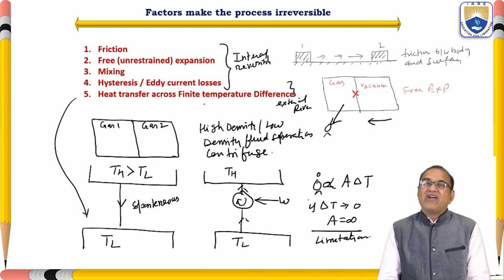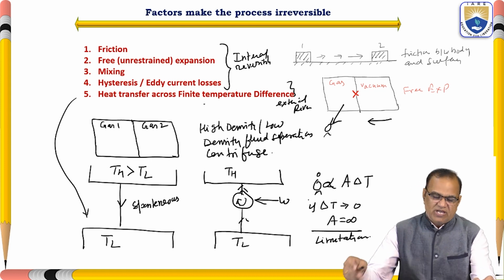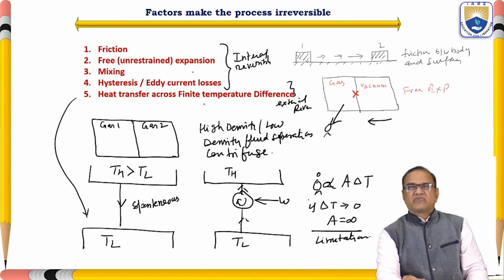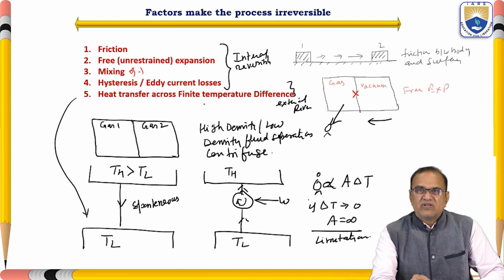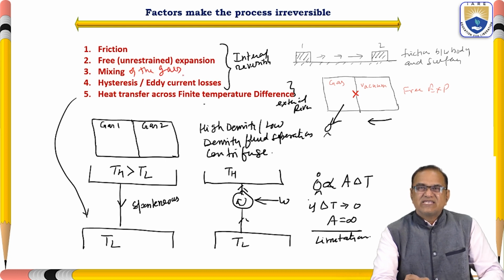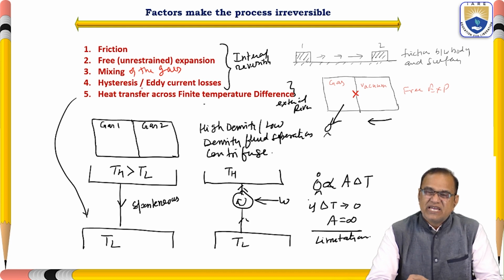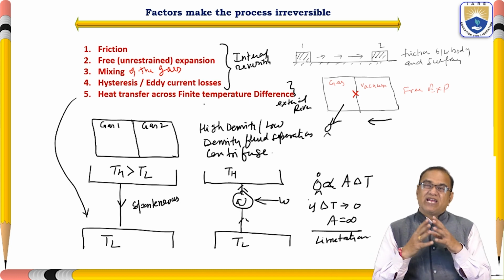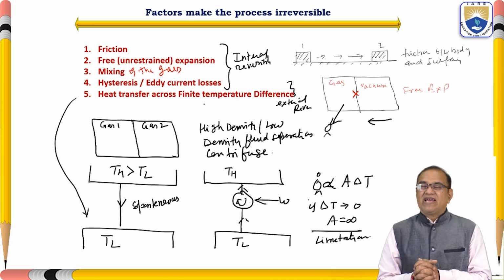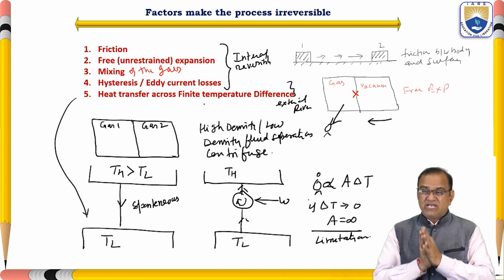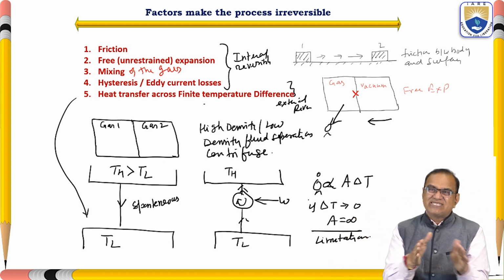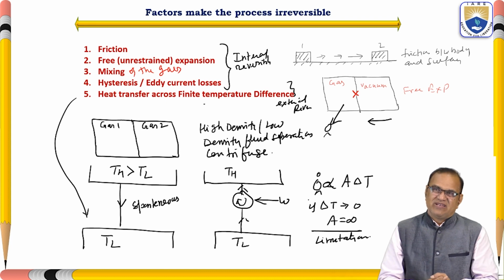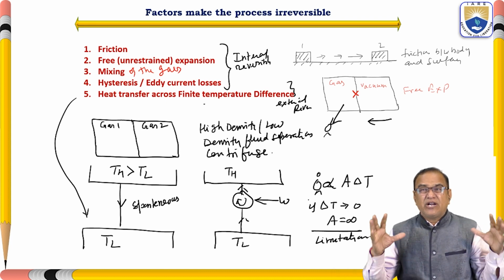Now I am going to discuss the factors which affect irreversibility. One is friction, second is free or unrestrained expansion, mixing of gases, hysteresis, eddy current losses, and heat transfer across a finite temperature difference. These factors we can divide into two groups: internal reversible and external reversible. Internal reversible means if it goes and comes back, the system is in the same state. If the system and the surrounding both are in the same state, then it is totally reversible.